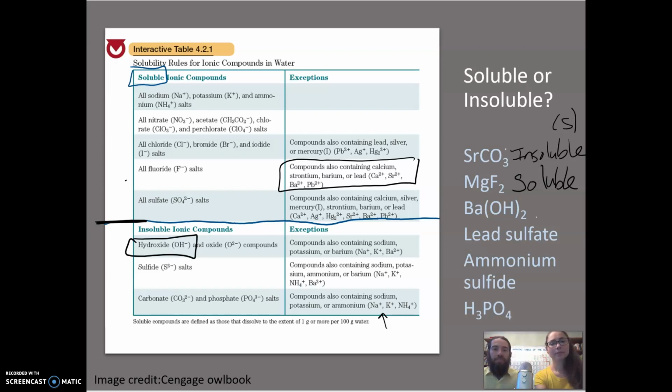Well, let's look at the exceptions, and sure enough, barium is an exception. So hydroxides are typically insoluble, but barium hydroxide is soluble. That one's actually soluble. Tricky.